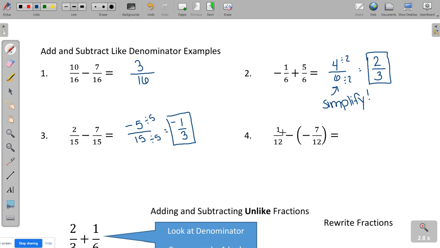Okay, number 4, we have 1/12 minus -7/12. Minus a negative, we have to change that to addition. So we're going to have 1/12 plus 7/12. So 1 plus 7 is 8. Keep the denominator of 12. Now we have to simplify. What number goes into both 8 and 12? That would be 4. So then we get 2/3.